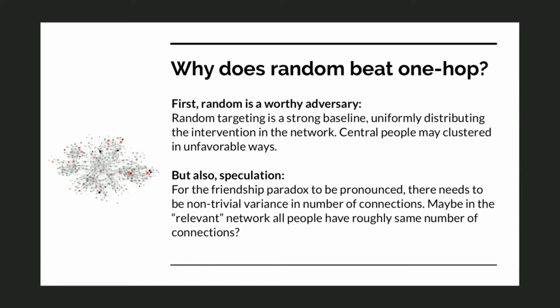So why? In a lot of ways, this is sort of like the best outcome for somebody like me. It's like, now we get to theorize. We get to revisit theories and try to understand what's going on. The first argument is the one that I advanced earlier, which is this idea that random targeting is a pretty worthy adversary. It's a pretty good baseline because it reaches all the parts of the network.